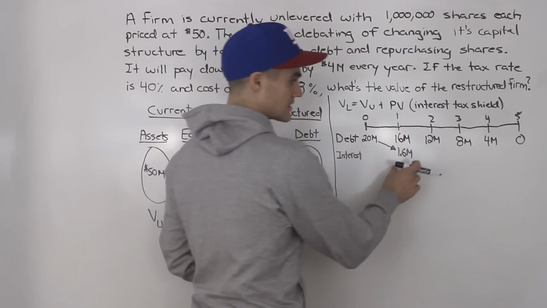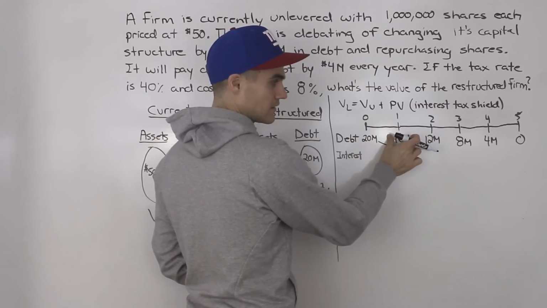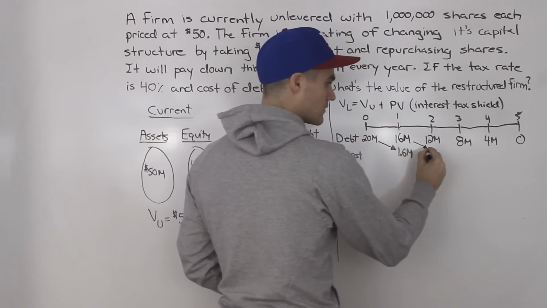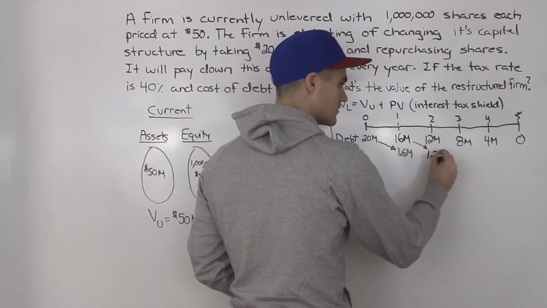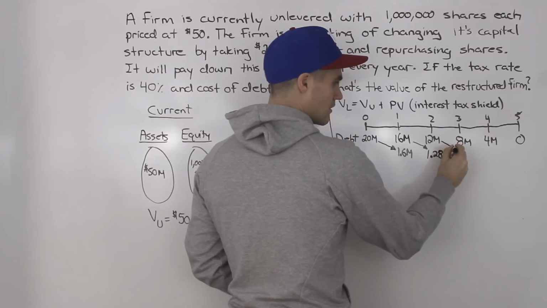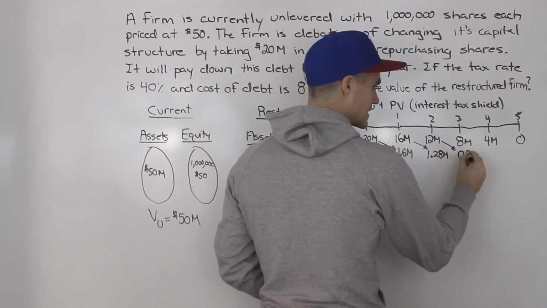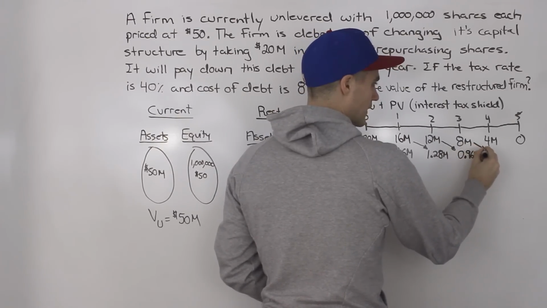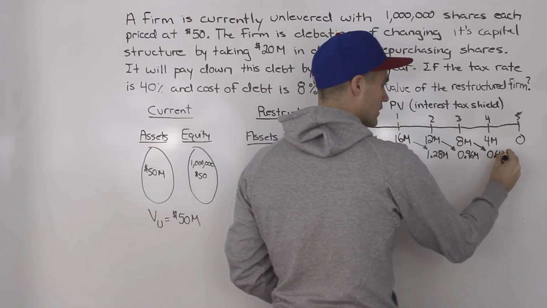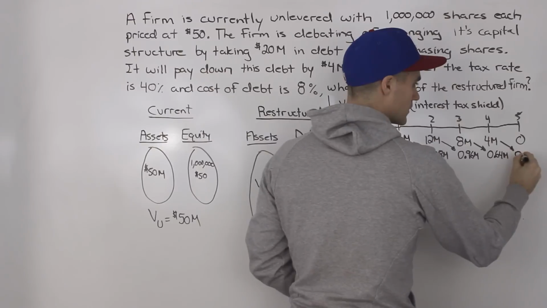And then the interest that we pay at the end of the second year is based on the debt at the beginning of the second year. So we would take 16 million, multiply it by 0.08, which would give us 1.28 million. And then so on and so on. So here, at the end of that third year, 12 million times 0.08, that would give us 0.96 million. And then 8 million times 0.08 would give us 0.64 million. And then 4 million times 0.08 would give us 0.32 million.